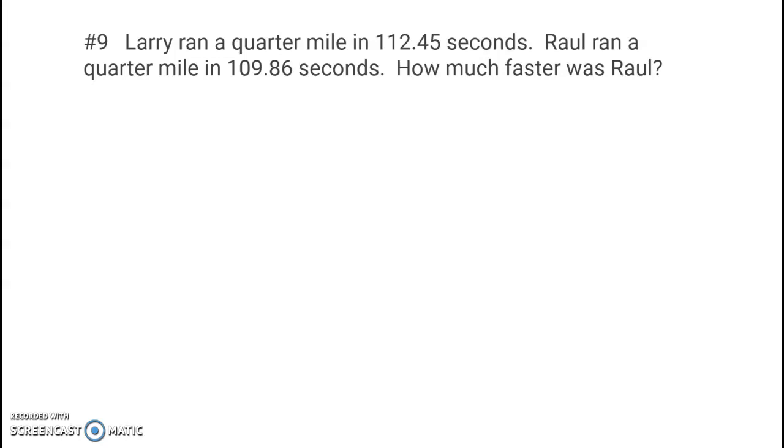Larry ran a quarter mile in 112.45 seconds. Raul ran a quarter mile in 109.86 seconds. How much faster was Raul?